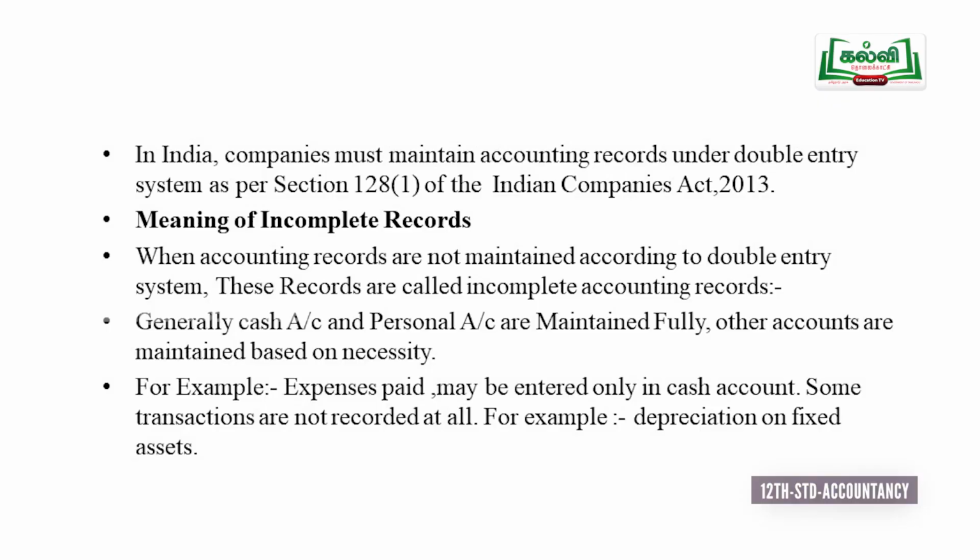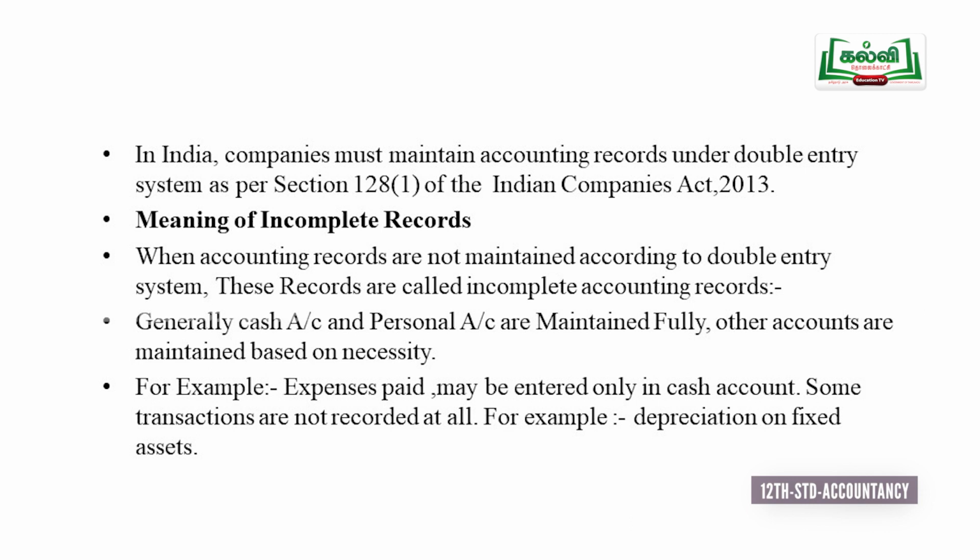But in a single entry system, only some accounts are recorded, and some accounts are completely omitted. But a double entry system is purely scientific and systematic, and all accounting transactions are followed. In India, companies must maintain accounting records under the double entry system as per Section 128, Subsection 1 of the Companies Act 2013. What is the meaning of incomplete records?